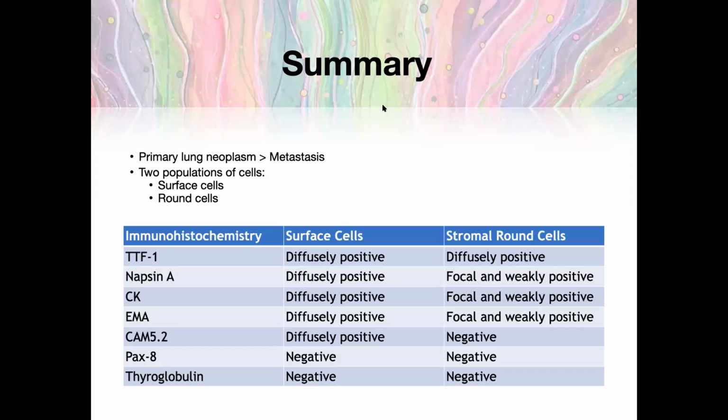The surface cells were diffusely positive for napsin A, CK, EMA, CAM 5.2. The stromal round cells were focal and weakly positive for napsin A, CK, and EMA, but negative in CAM 5.2. Both populations were negative for PAX8 and thyroglobulin. So after reviewing all the pertinent clinical information, morphology, and immunohistochemistry, we have a diagnosis.